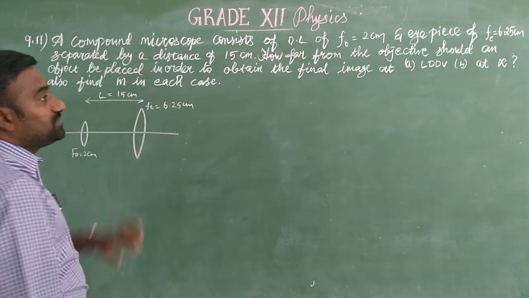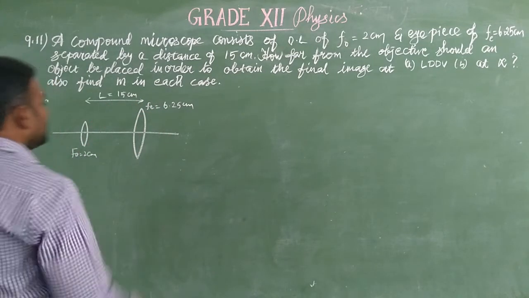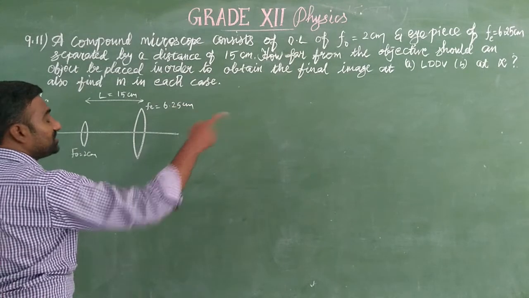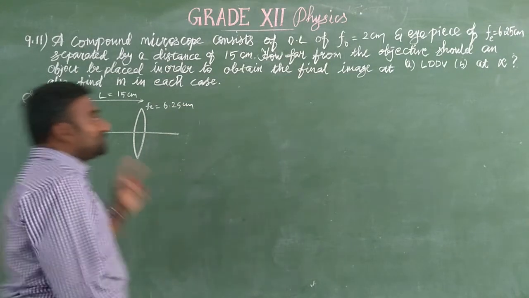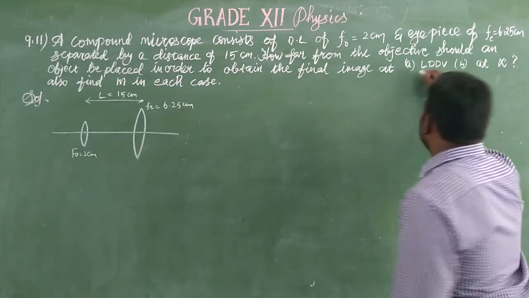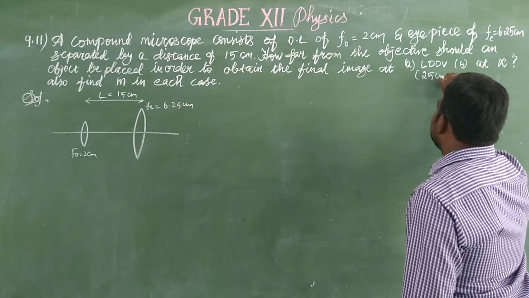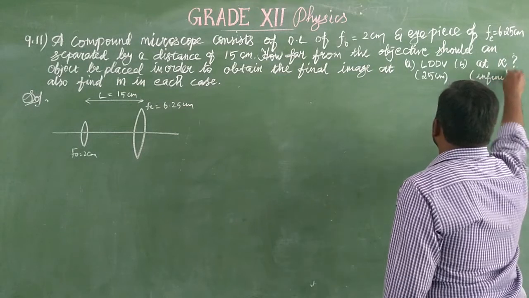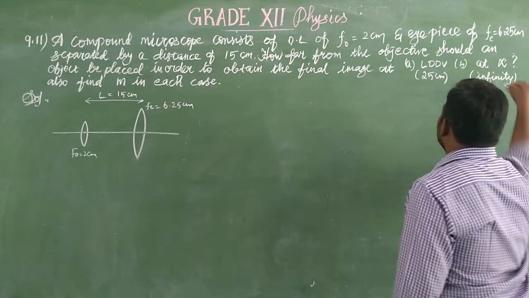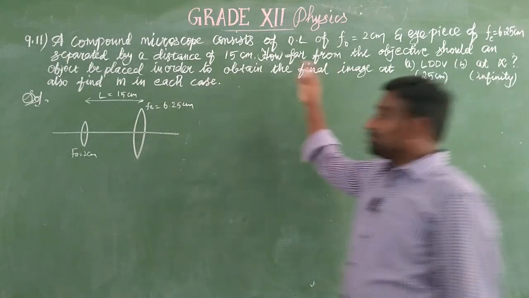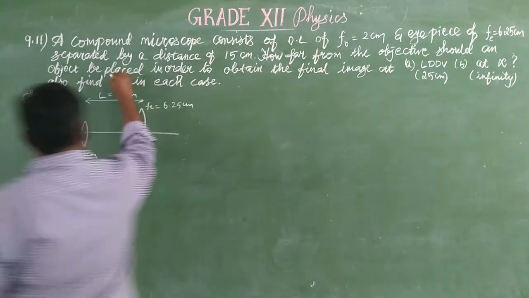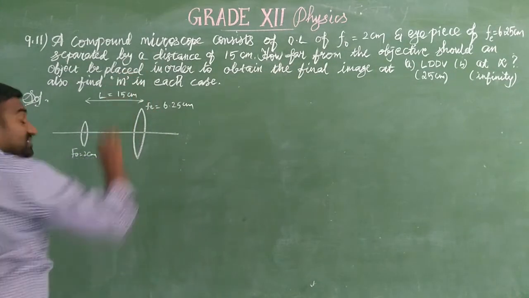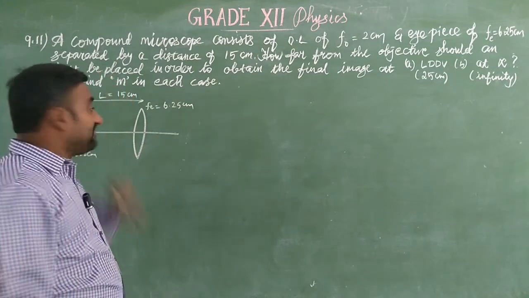How far from the object should an object be placed in order to obtain the final image in two cases? If the final image is obtained at the least distance of distinct vision, that is 25 cm, or at infinity. So in the two cases, we are going to find the final images. Also, we want to find the magnification in each case, that is, at the least distance of distinct vision as well as at infinity.